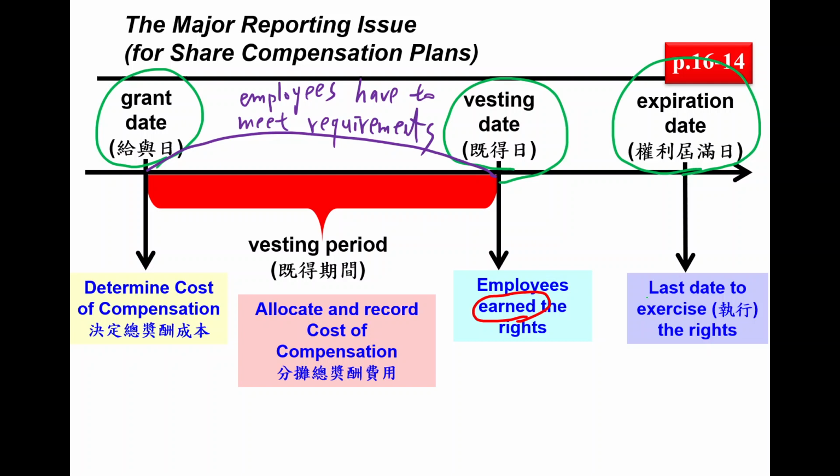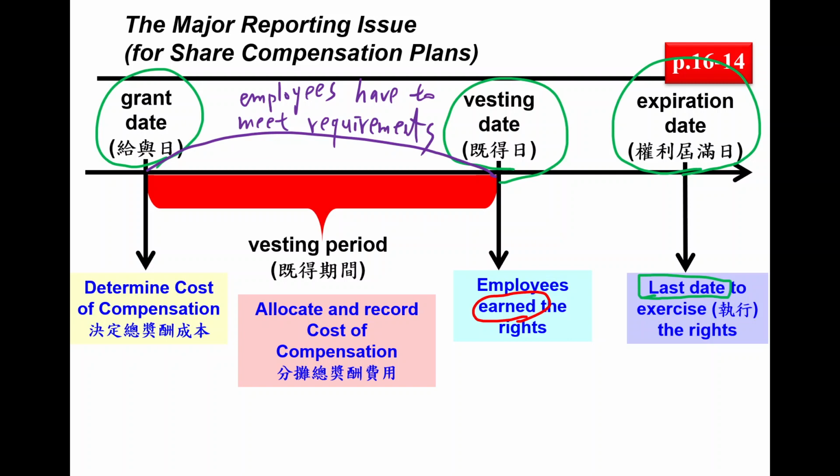The expiry date is the last date. They have to decide whether they want to use the right or give up the right. So no matter which share compensation we give to employees, we have three important dates: grant date, vesting date, expiry date.